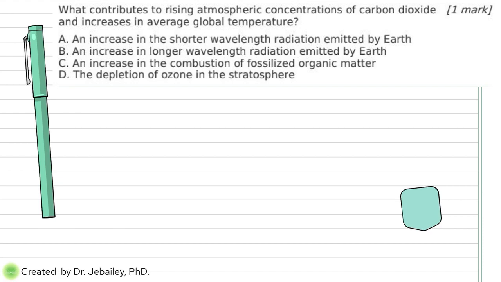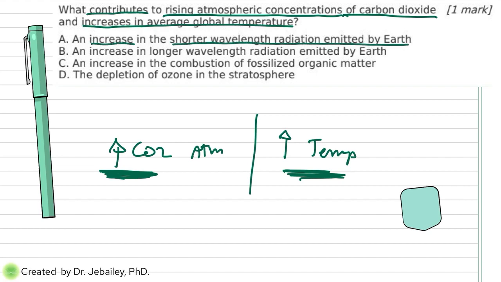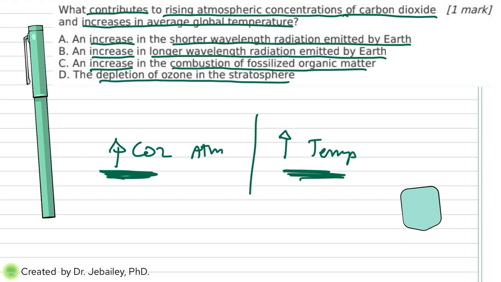It says here, what contributes to the rising atmospheric concentration of carbon dioxide? So basically they're saying it's increasing CO2 in the atmosphere, and that increases the average global temperature. Because of that, there is an increase in temperature. So they're asking what makes the CO2 rise, leading to a higher temperature. So let's see here. An increase in the shorter wavelength radiation emitted by the Earth, an increase in the longer wavelength radiation emitted by the Earth, an increase in the combustion of fossilized organic matter, depletion of the ozone in the stratosphere. So these are the 4 options they have here.